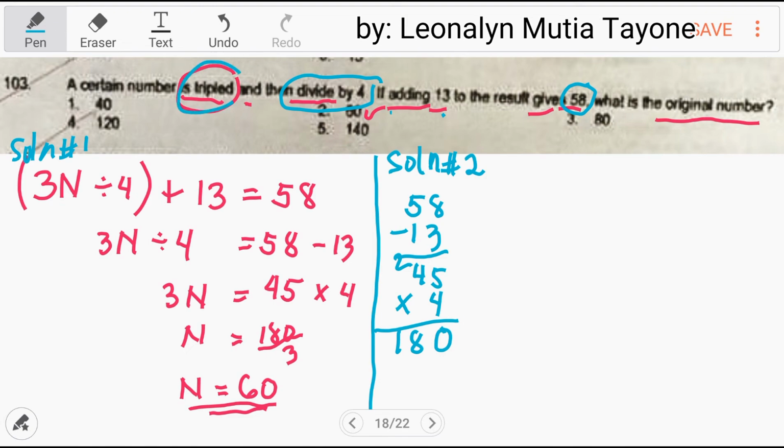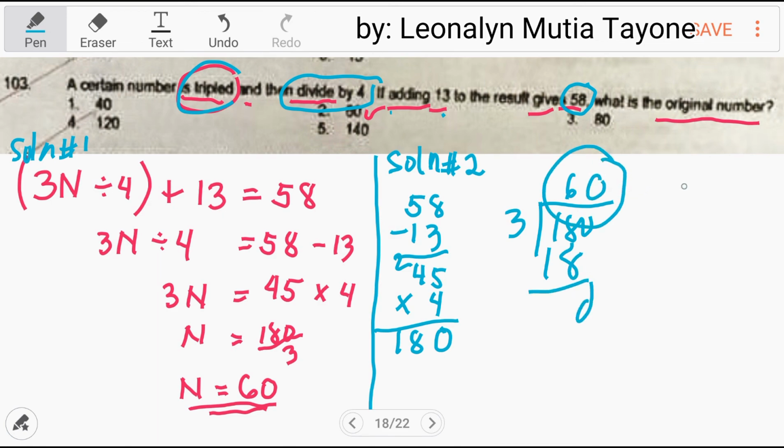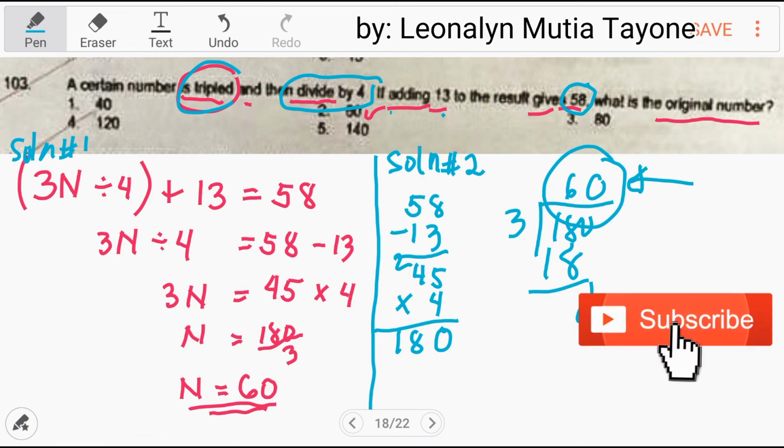Now, certain number is tripled. When we say tripled, multiply ka ng 3. So, instead na mag-multiply tayo ng 3, i-divide natin si 180 by 3. At ang sagot dito ay 60. So, ito na yung sagot, 60.